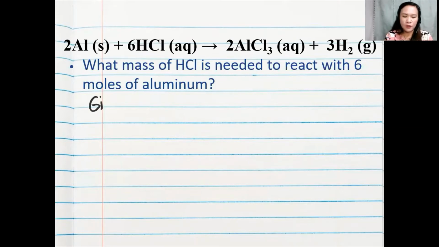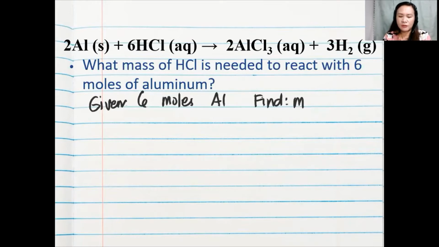So we have here our given, which is 6 moles of aluminum, and we have to find the mass of HCl. Okay, so as I have mentioned earlier, the first thing that we need to do is find the molar mass. And since we are going to find the mass of HCl, we need now to solve for the molar mass of HCl. So let's write molar mass.